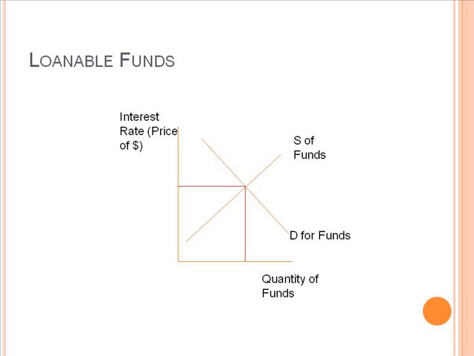Let's say people withdraw money. They don't want to save anymore. They want to go spend. Well, the supply shifts to the left. There's not as much of a fund available. The intersection of the two is the interest rate or the price of money.